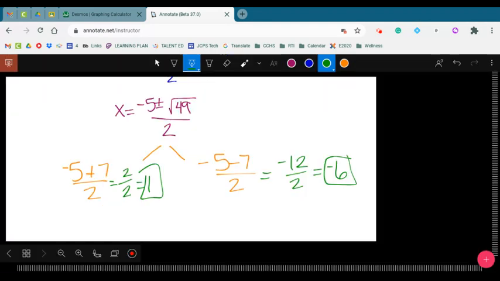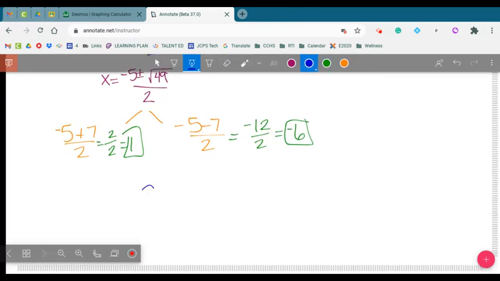So this one you're going to have 2 solutions because it was a perfect square root. So your solution set would be negative 6, 1.